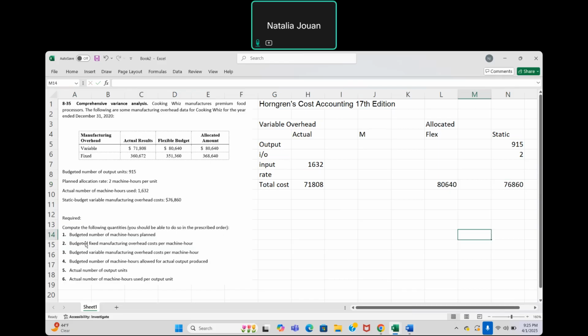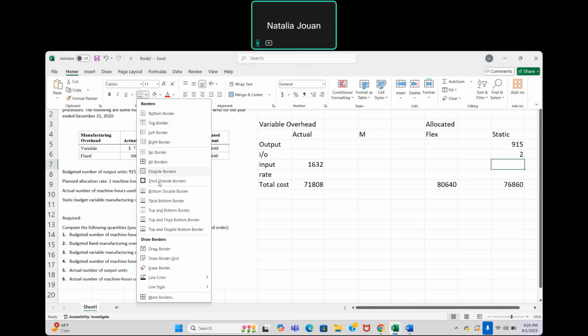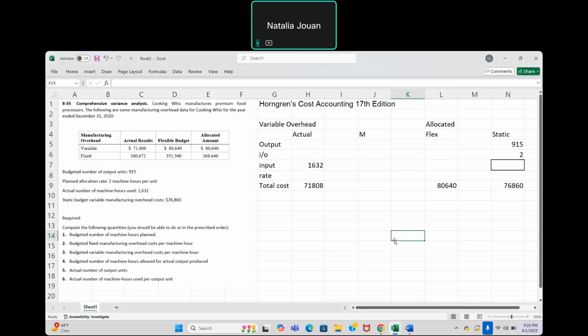Let's see if we can solve the first. It says budgeted number of machine hours planned. Right here, so I'm going to box it in. The way we know this is what the question is asking for: this is our first question. What is the number of machine hours that were planned originally? Output times input per output equals input. So all we have to do is take the output times the input per output. Here we go, so that's the answer for number 1.